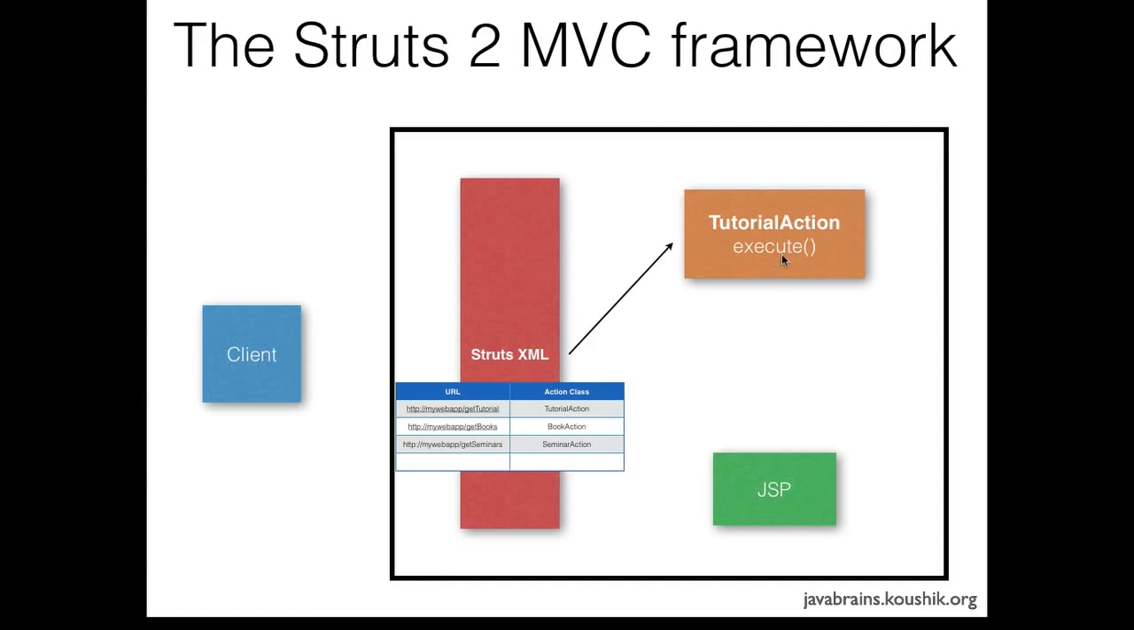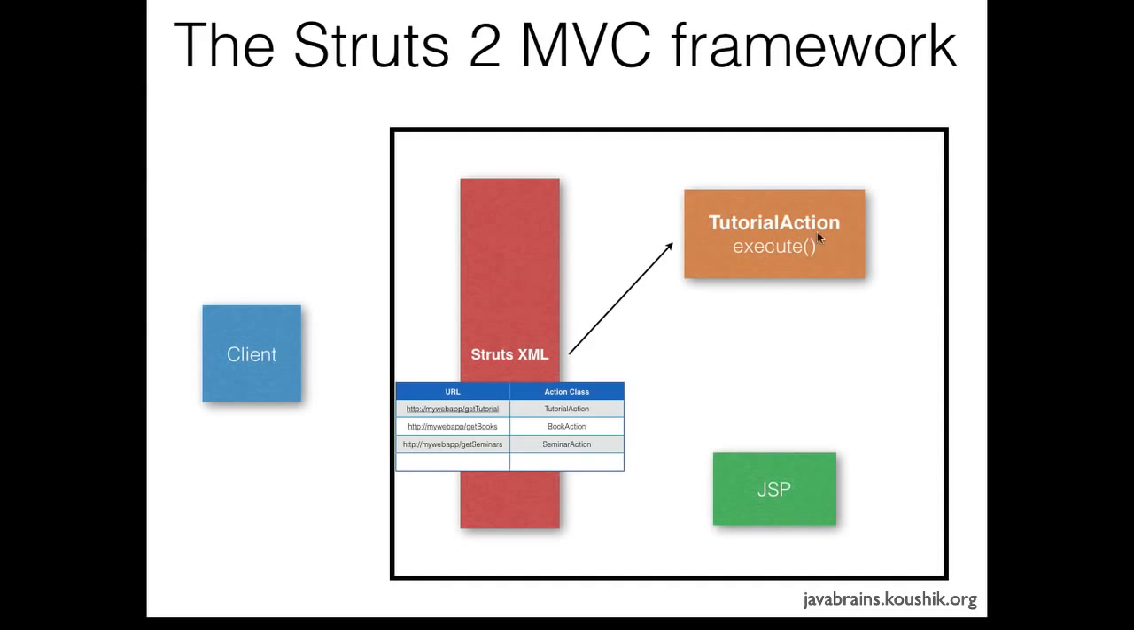An execute method could end up displaying different results depending on different conditions, and you might want to render different JSPs depending on how things go inside this execute method. One example that I can give you is, let's say I have this get tutorial request that's being made. Now the tutorial action's execute method executes, and if it gets the list of tutorials and everything is fine, it has to redirect to the show tutorials.jsp. You could configure that over here.